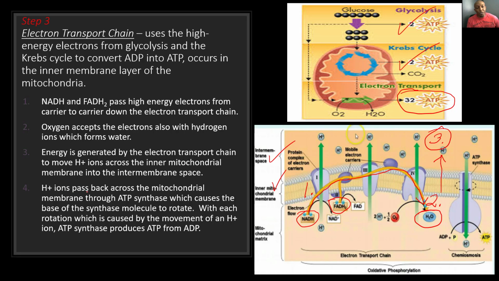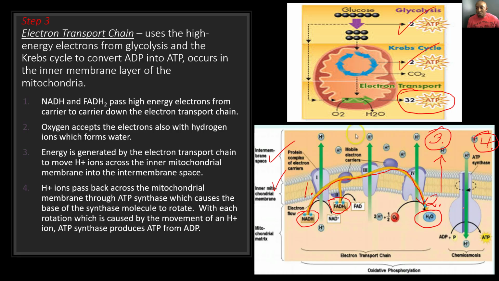And then in step 4, we have hydrogen ions pass back across the mitochondrial membrane through ATP synthase, which causes the base of the synthase molecule to rotate. With each rotation, which is caused by the movement of a hydrogen ion, ATP synthase produces ATP from ADP. So let's go ahead and take a look at step 4 right here. So I go ahead and write that and circle that.